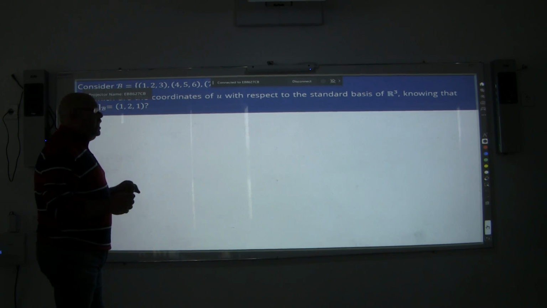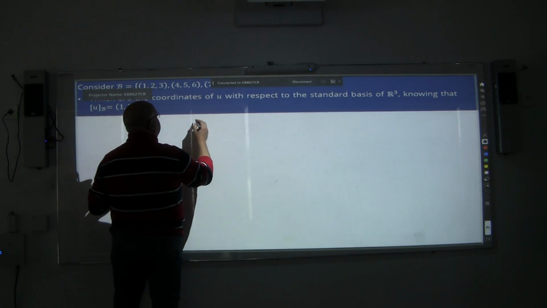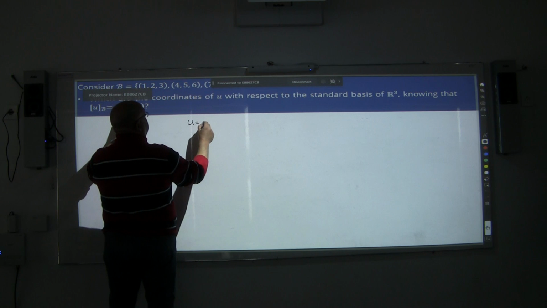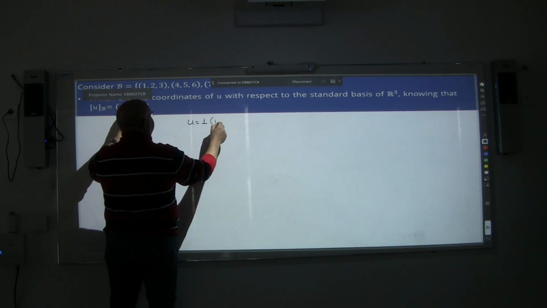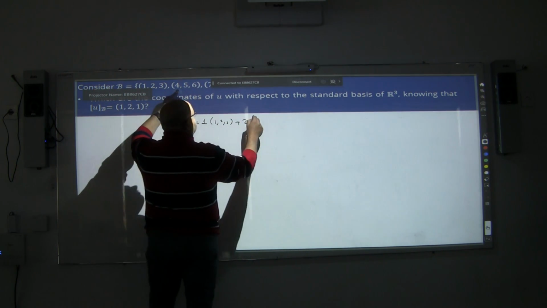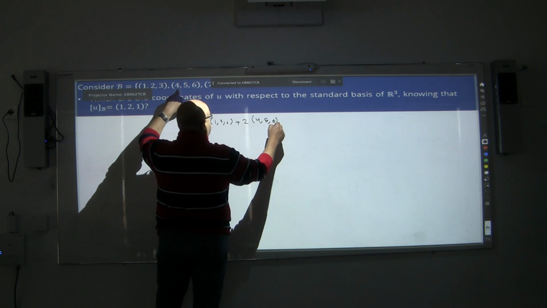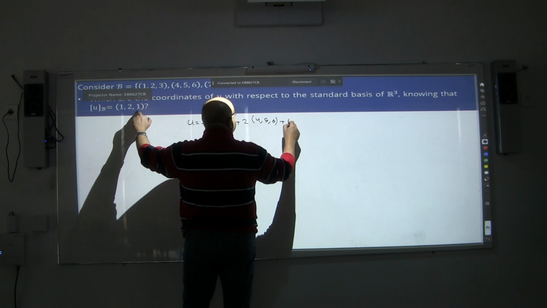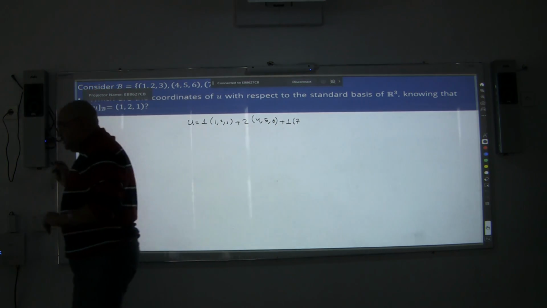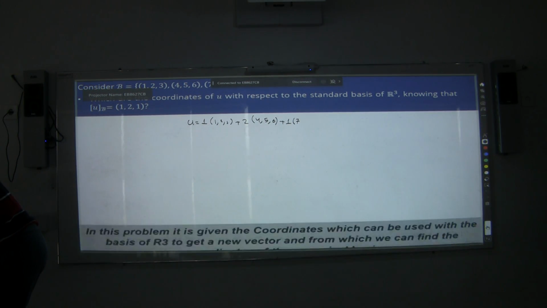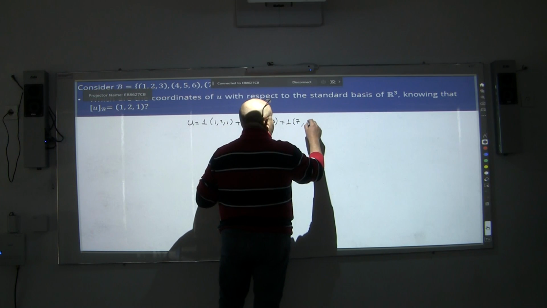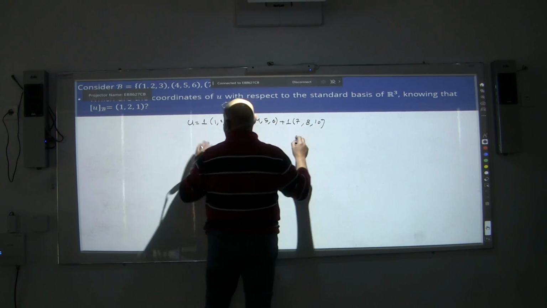Okay, so simply I can write that the vector U will equal the coordinates, which are 1 times the first vector 1, 2, 3, plus the second coordinate 2 times the second vector, which is 4, 5, and 6, and then the third one, which is 1 times the last vector, which is 7, 8, and 10. And this way I can get the value of U.